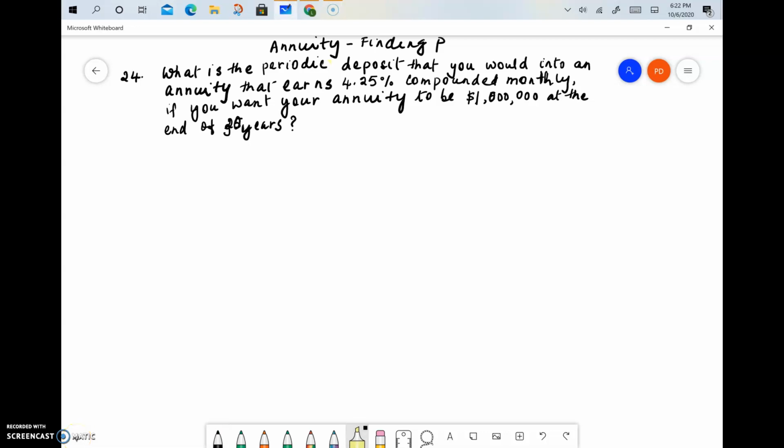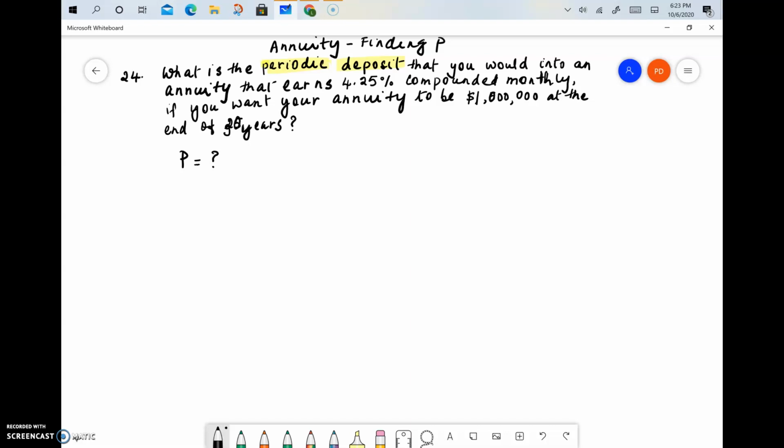Let's read the question. What is the periodic deposit? So the minute you see the word periodic, it means that you're going to deposit a certain amount of money, which is P, periodically, which means either every month, every 6 months, depending on the problem. So P is the periodic payment. We don't know what it is. That's a question mark. That means we have to answer that question at the end of the problem.